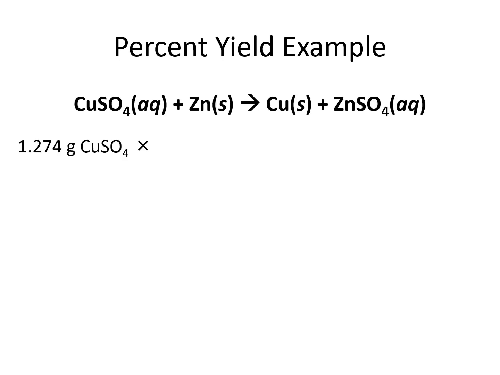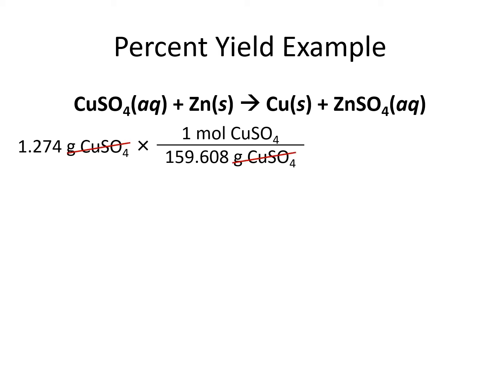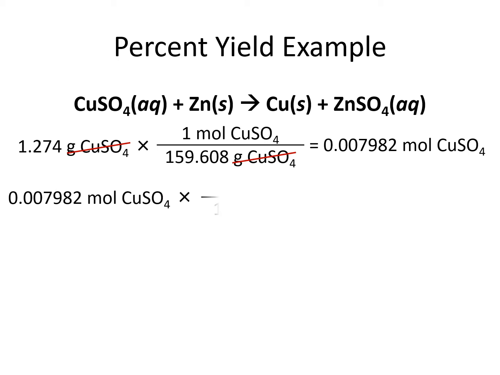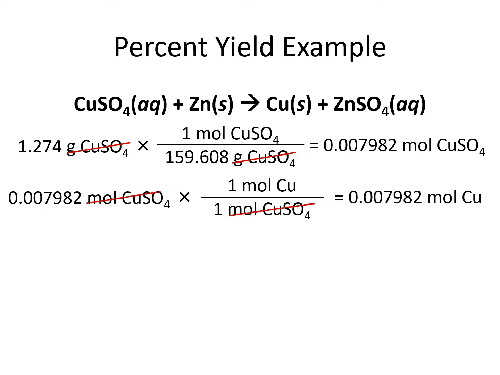First, we're taking our 1.274 grams of copper 2 sulfate that we're starting with and changing it into moles by dividing by the molar mass of copper 2 sulfate, which is 159.608 grams per mole. Again, check your units. Grams is going on the bottom here to cancel out, and molar mass always goes next to grams. We get 0.007982 moles of copper 2 sulfate. Then we can change our moles of copper 2 sulfate into moles of copper. In this particular balanced chemical equation, there's a 1-to-1 relationship. The number ends up being the same, 0.007982, but the units are different. Now, instead of talking about moles of copper 2 sulfate, we're talking about moles of copper.